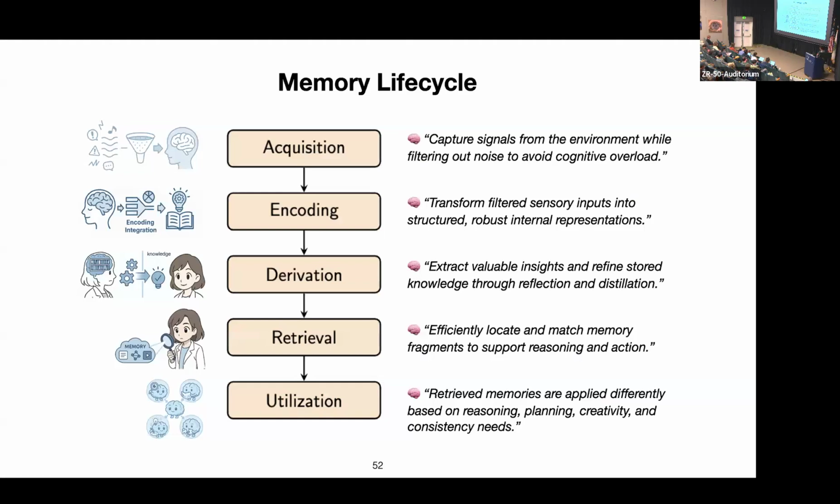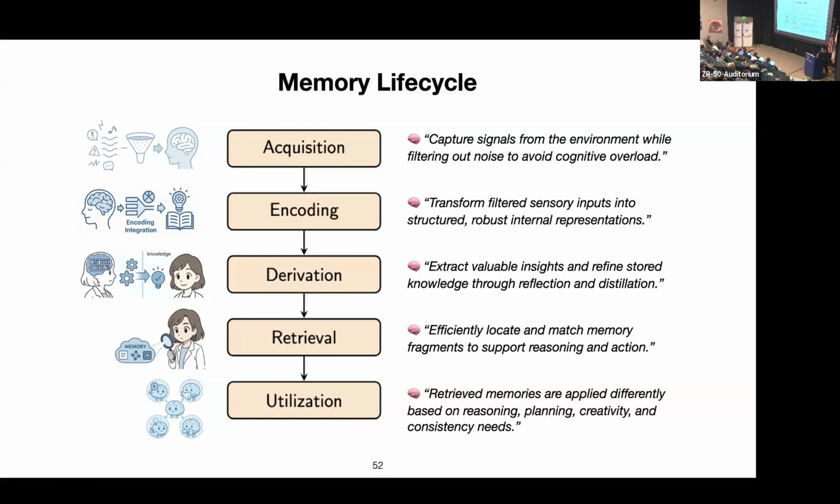And memory life cycle is from the acquisition to its utilization. So basically, acquisition is about capturing the signal from the environment while filtering out the noise to avoid cognitive overload. And encoding is about transforming the filtered sensory input into a more structured, robust internal representation.